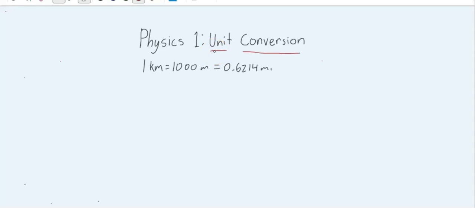So what is unit conversion? Well, in physics, it is the process of changing a quantity expressed in one unit to another unit, while keeping the actual value of the quantity the same. So here I decided to model a certain distance. 1 kilometer equates to 1,000 meters, which equates to 0.6214 miles. And even though these three expressions are represented by three totally different numerical values, they represent the same distance.